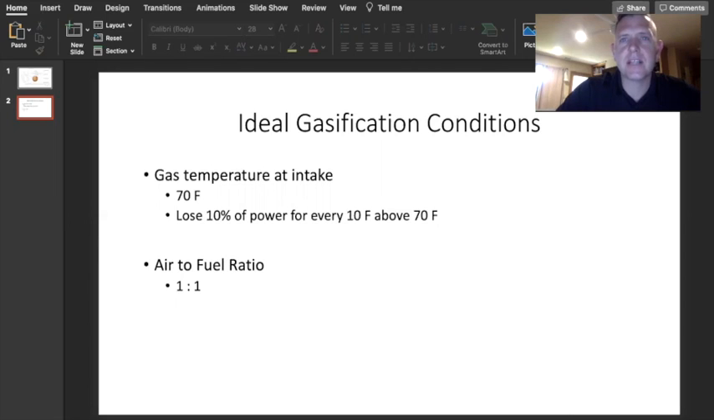The second condition that needs to be met is the air-fuel ratio. For a wood gas, the ideal condition is 1 unit of fuel to 1 unit of air. While this may seem a very easy condition to achieve, the amount of airflow into the engine must be calculated and the gas flow regulated accordingly.